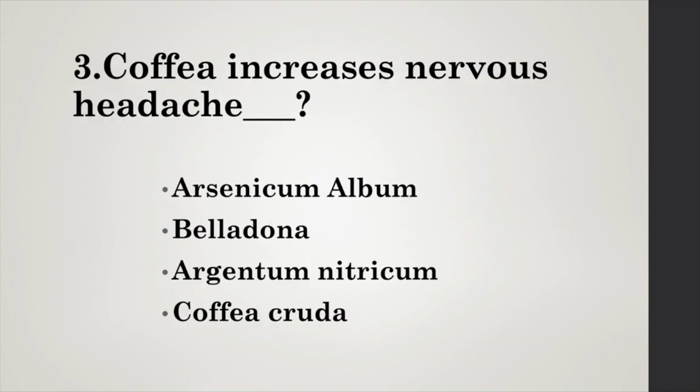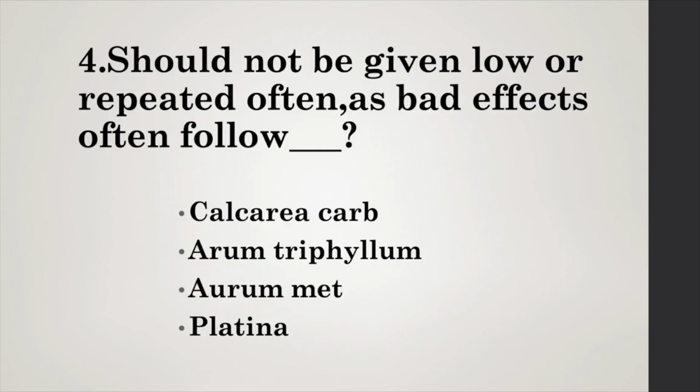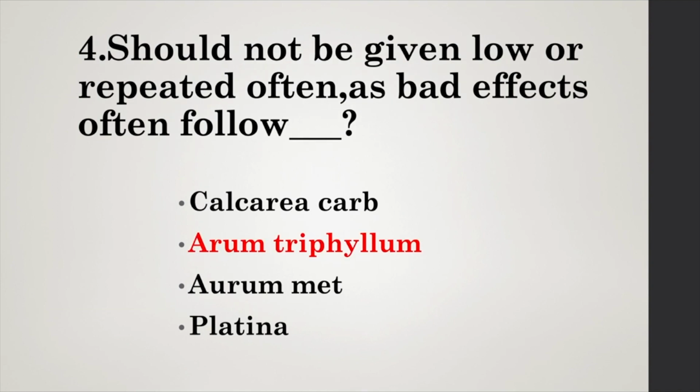Coffea increases nervous headache. Options arsenicum album, belladonna, argentum nitricum, coffea cruda. Answer argentum nitricum. Should not be given low or repeated often, as bad effects often follow. Options calcarea carb, aurum triphyllum, aurum metallicum, platina. Answer aurum triphyllum.